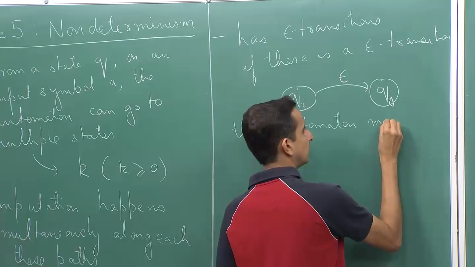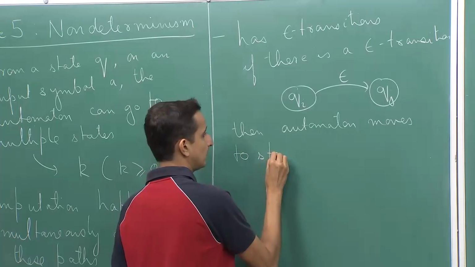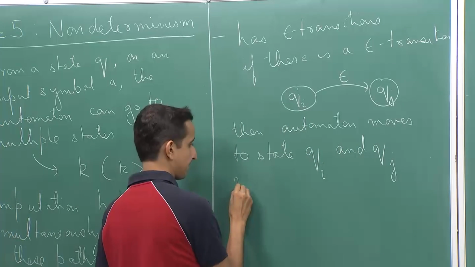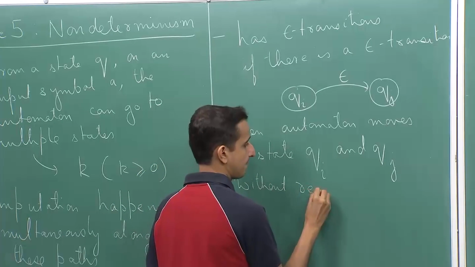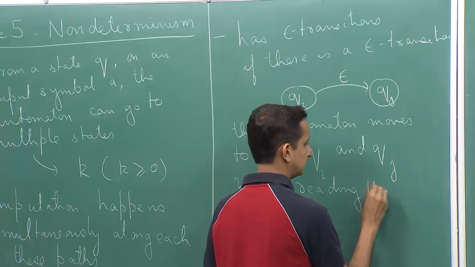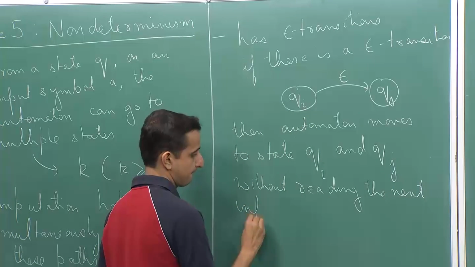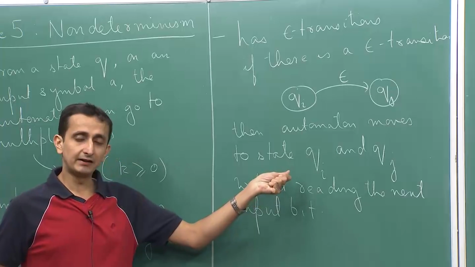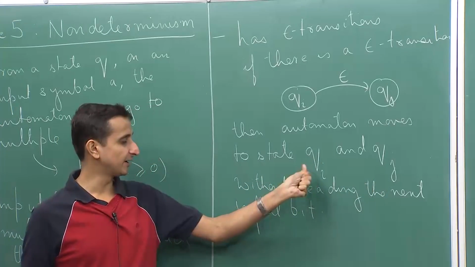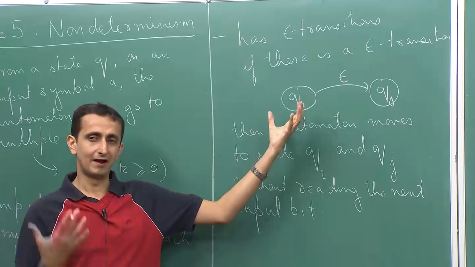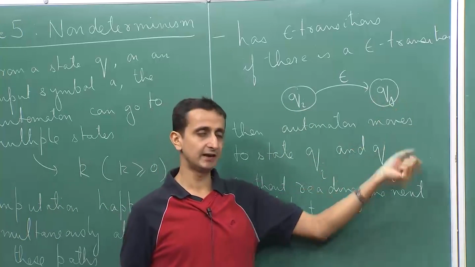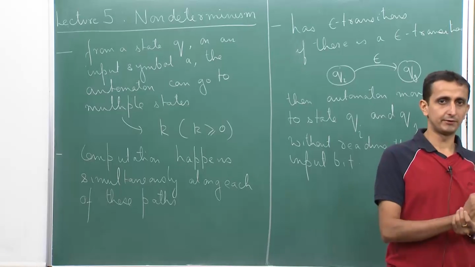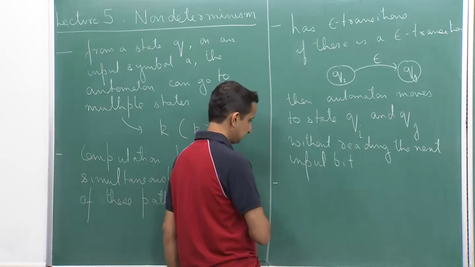the automaton moves to states q i and q j without reading the next input bit. So, if there is a transition of this form, then the automaton would move to states q i and q j. Moving to state q i essentially means that it stays at state q i. So, one computation stays at q i, the other moves to q j, and it does this without reading the next input bit. Even without reading a bit, it will do this, and from there on the computation will proceed as earlier.